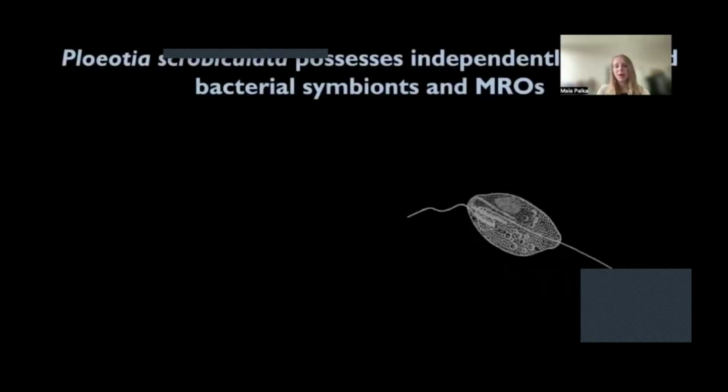So the main takeaway from this talk is that Pleocia scribiculata possesses independently derived bacterial symbionts and mitochondrion-related organelles. I know that I talked a lot about bacterial symbionts being widespread across the eukaryotic tree of life, but mitochondrion-related organelles are not. They are rare, and they do not typically occur independently frequently across the tree of microbial eukaryotes.